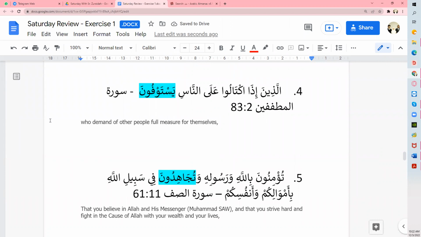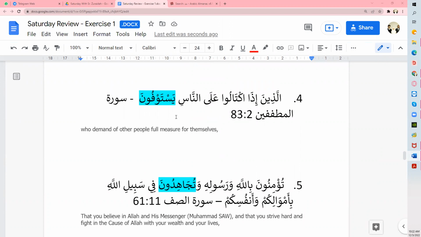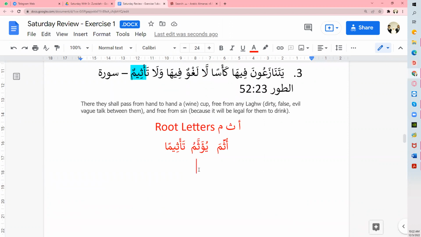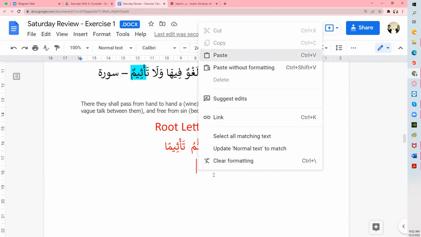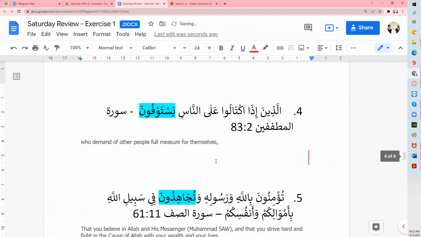Yastawfuna. Oh, this one is easy. It has all the extra letters that we know. Ten. Yes, it's 10. Good. What's the root letters? I only know that family very well. What are the root letters there?